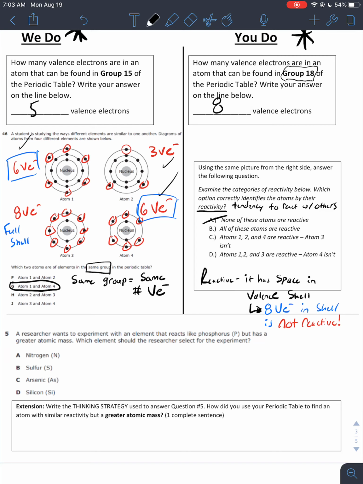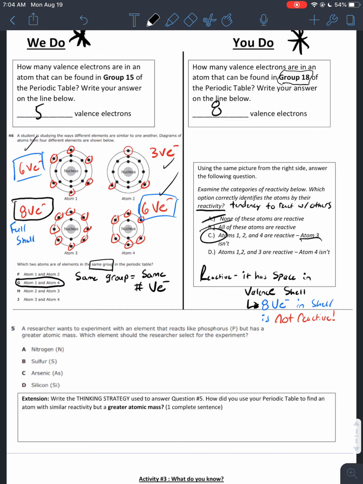All of these atoms are reactive. That's wrong, too, because we know atom 3 has its full valence shell. Not all of the atoms are reactive. Atom 3 isn't. And now that actually gives us our answer. So C says atoms 1, 2, and 4 are reactive. Atom 3 isn't. And D says atoms 1, 2, and 3 are reactive. Atom 4 isn't. We said atom 3 is not reactive. The correct answer here is C. Reactivity is tied to the number of valence electrons in the shell.